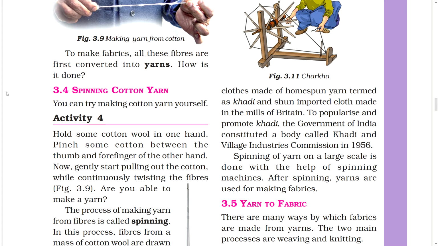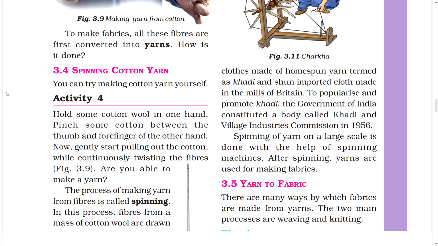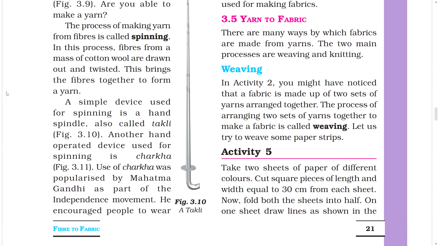Spinning of yarn on a large scale is done with the help of spinning machines. After spinning, yarns are used for making fabrics. 3.5 Yarn to fabric. There are many ways by which fabrics are made from yarns. The two main processes are weaving and knitting. Weaving. In activity 2, you might have noticed that a fabric is made up of two sets of yarns arranged together. The process of arranging two sets of yarns together to make a fabric is called weaving.